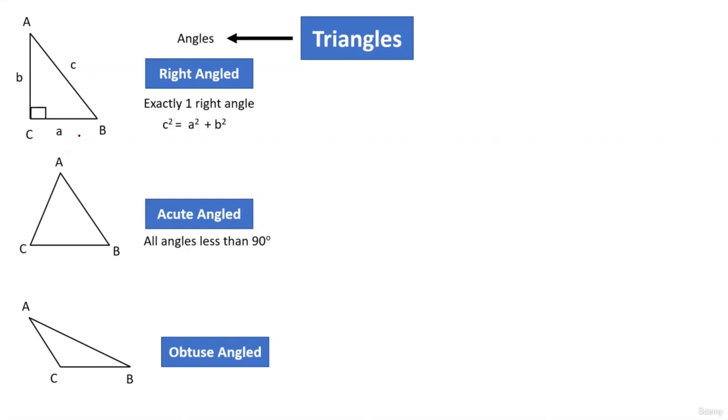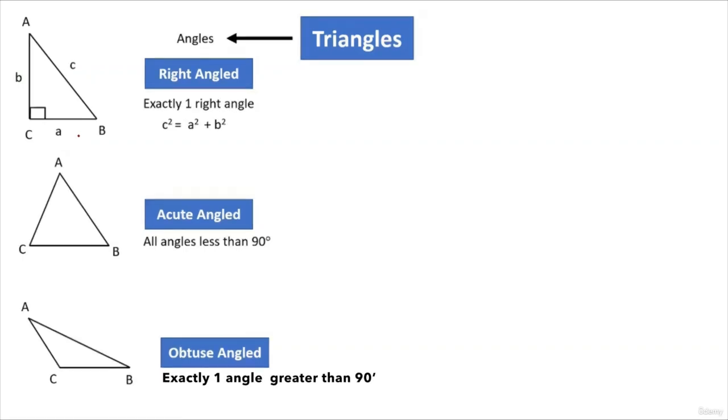Can we have a triangle having two angles more than 90 degrees? Impossible, right? Because guys, the sum of all the angles should be 180. So if two angles become more than 90, their sum will cross 180. Impossible, right? So for an obtuse angle triangle, only one angle can be greater than 90 degrees.